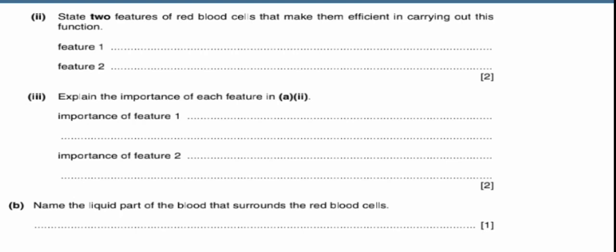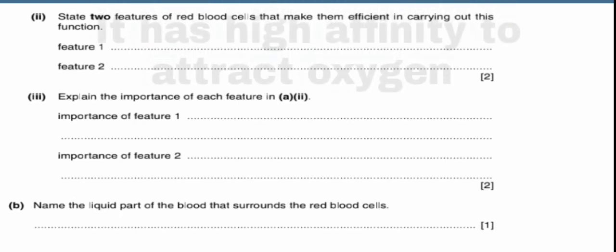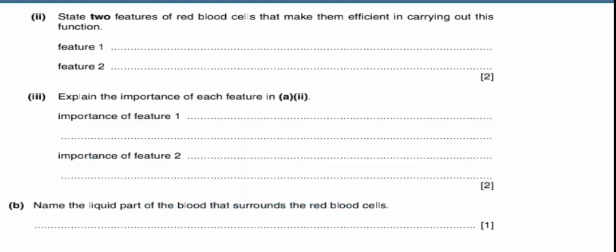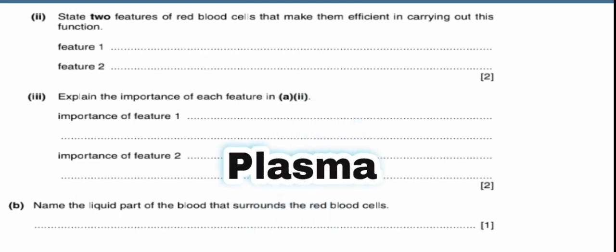So we need to say this hemoglobin has a high affinity for the attraction of what? Oxygen. So the hemoglobin has a high affinity to attract what? Oxygen. Then we have B. Name the liquid part of the blood that surrounds the red blood cells. So the liquid part which surrounds the red blood cells is called the plasma.